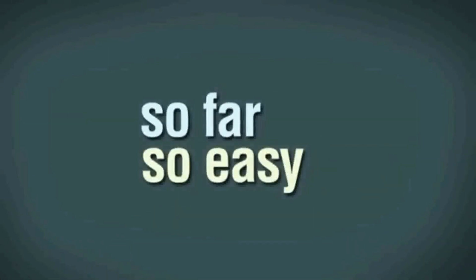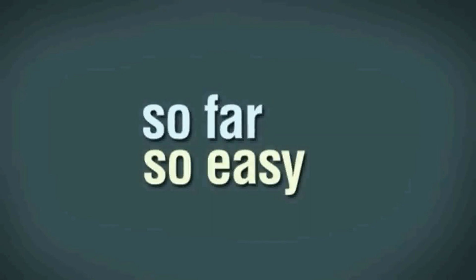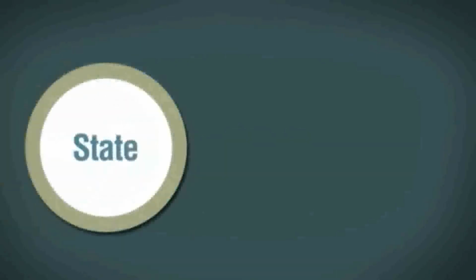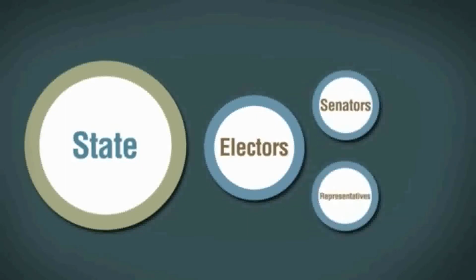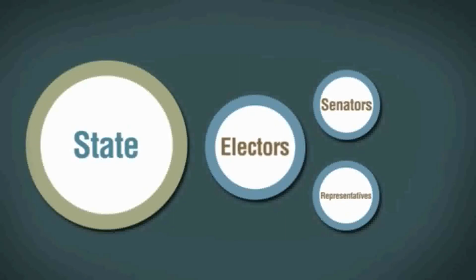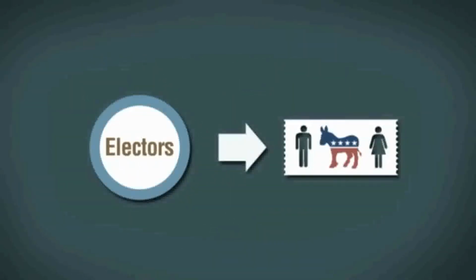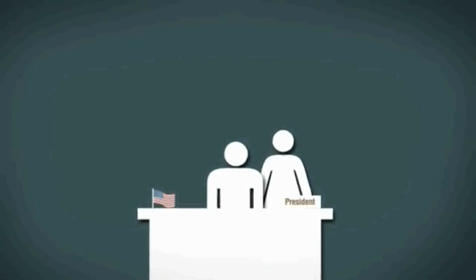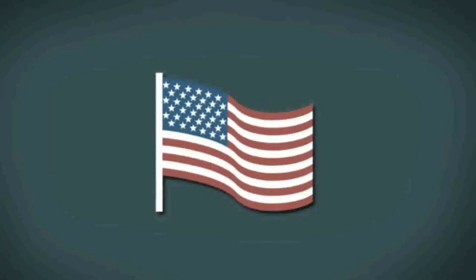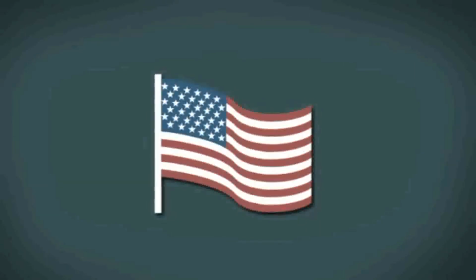So far, so easy. However, the public don't vote directly for their choice of president. Instead, a system called the Electoral College is used. Each state is allocated a number of electors that will make the final choice. A state has the same number of electors as it does senators and representatives. In most states, all the electors will vote for the presidential ticket which received the most support in the public vote. Finally, the presidential ticket with the most Electoral College votes becomes President and Vice President of the United States of America. So that's how things work in the US. A democracy like the UK, but on a much larger scale.